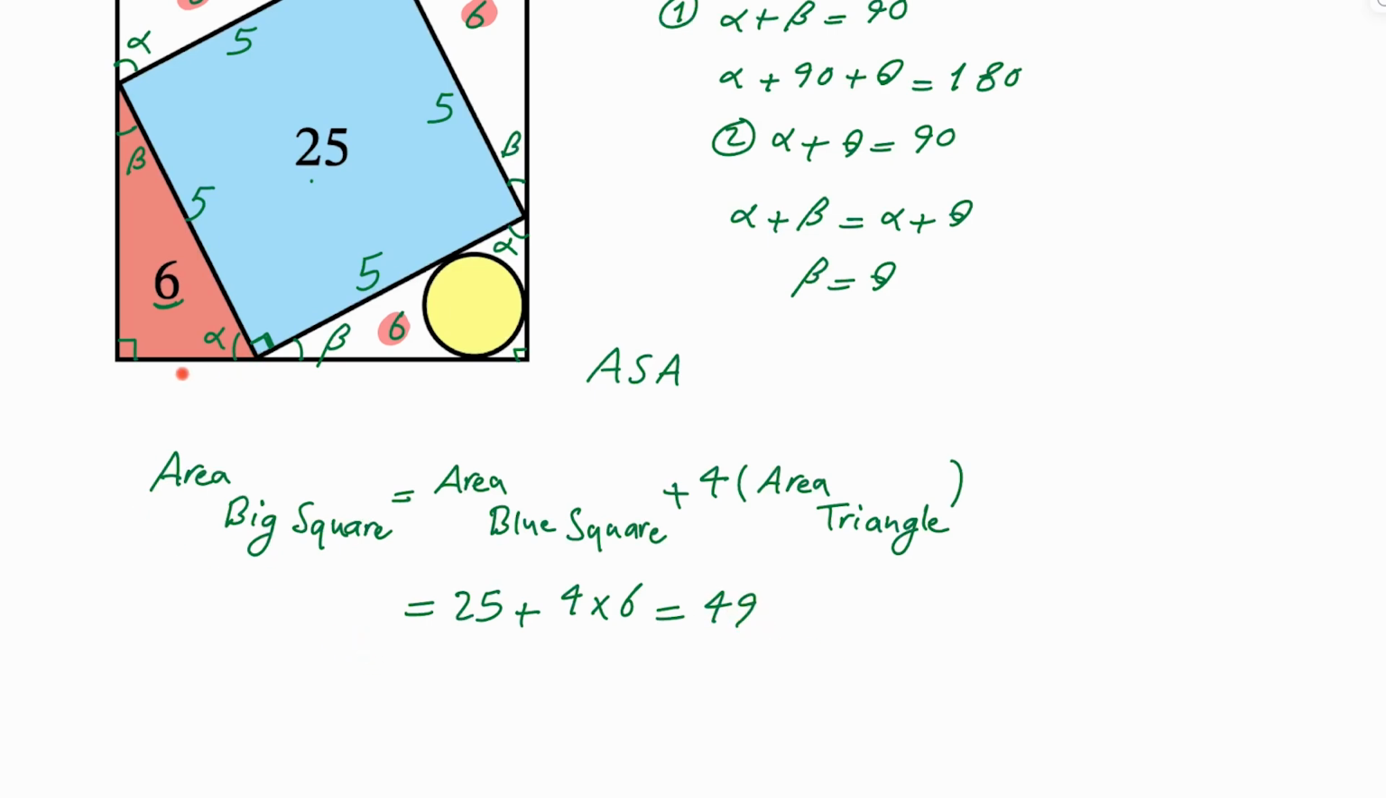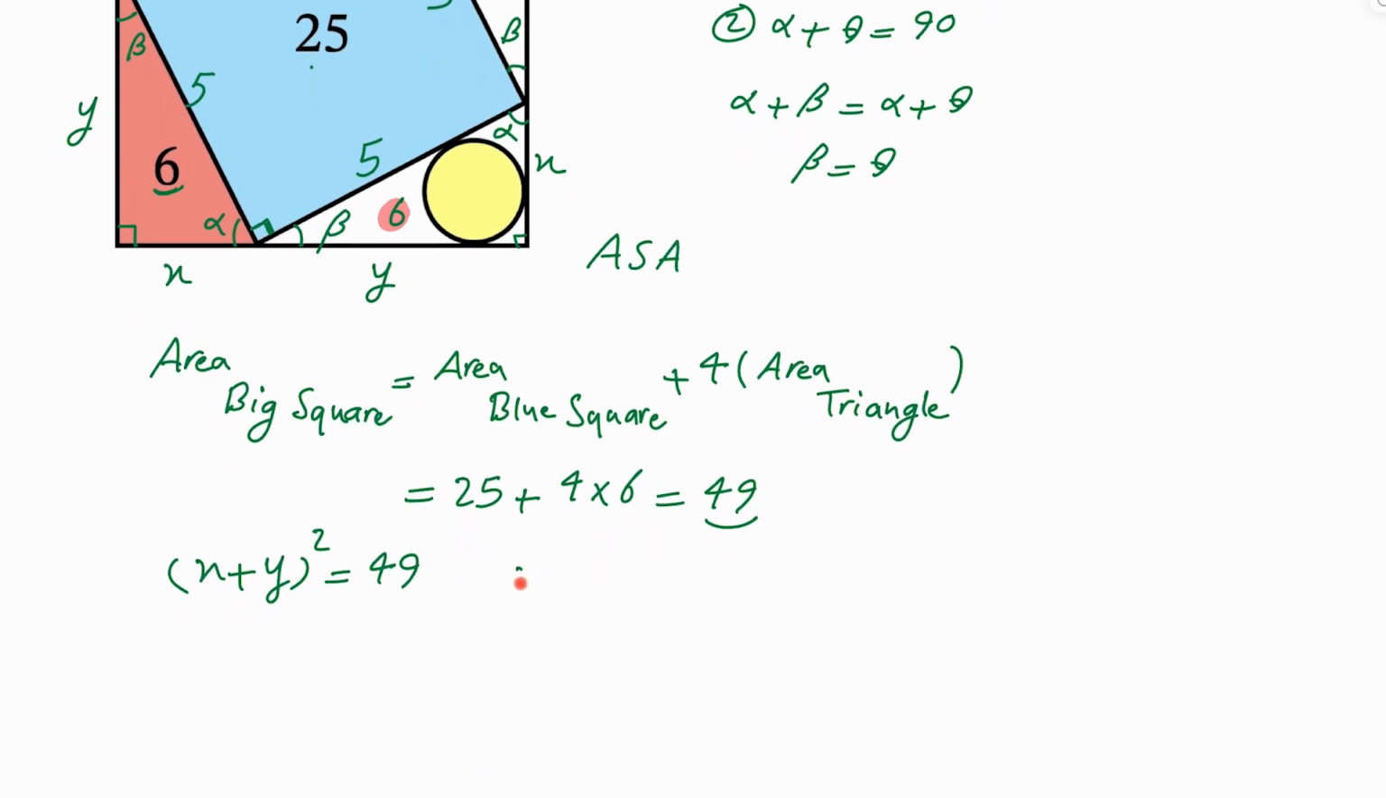Let's call this side of this triangle x and this side y, because all of the triangles are congruent. This will also be y and this will also be x. So this side of the big square is x plus y, and x plus y to the power of 2 should be equal to the area of this square. If we take a square root from both sides, we'll get x plus y should be equal to 7.